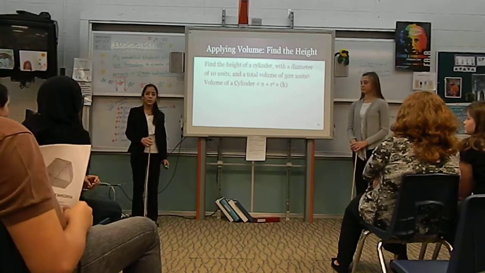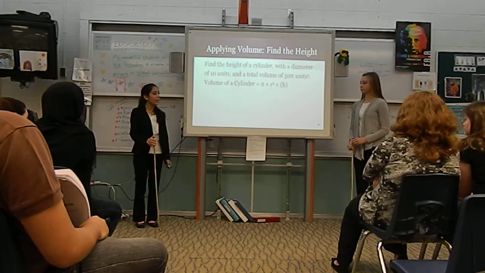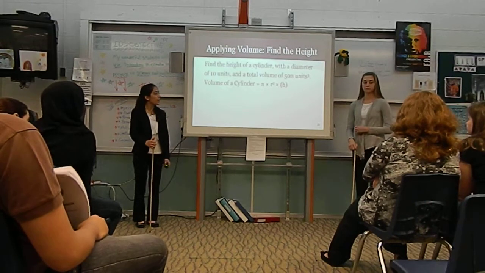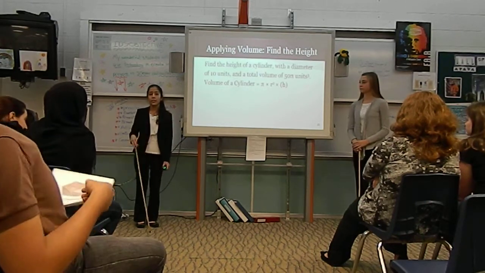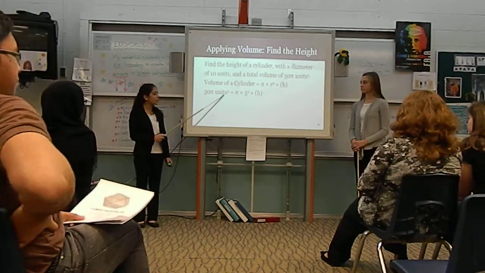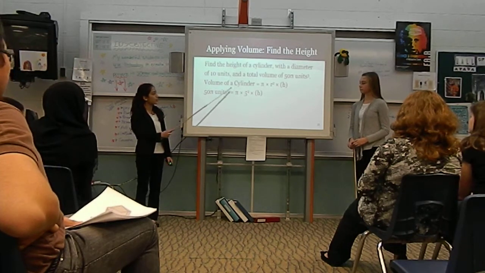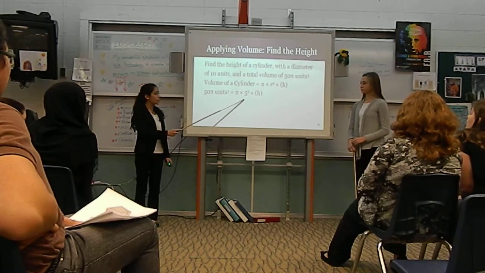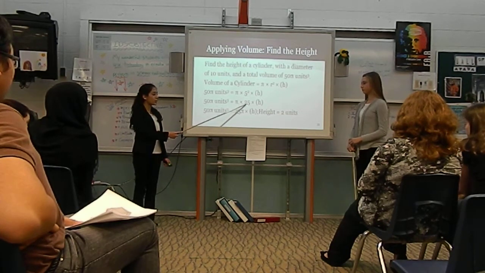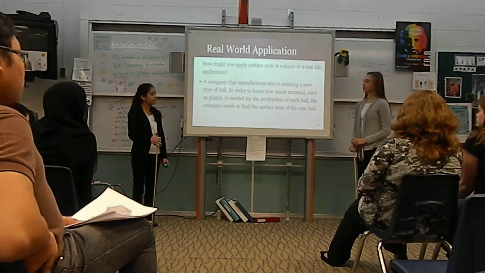Throughout the presentation, we showed you examples of how to find the surface area and volume of a figure given the height and the radius. This time we'll work backwards. Find the height of a cylinder with a diameter of 10 units and a total volume of 50 pi units cubed. We can substitute in 50 pi units cubed for the volume of a cylinder because it was given, and 5 for the radius because the diameter of 10 units was given. When we simplify, 50 pi units cubed is equal to pi times 25 times the height, and the height is equal to 2 units.